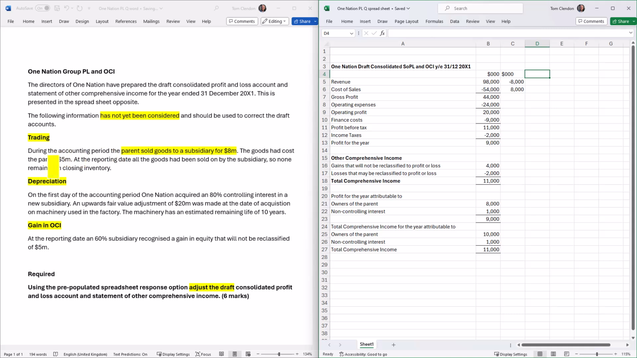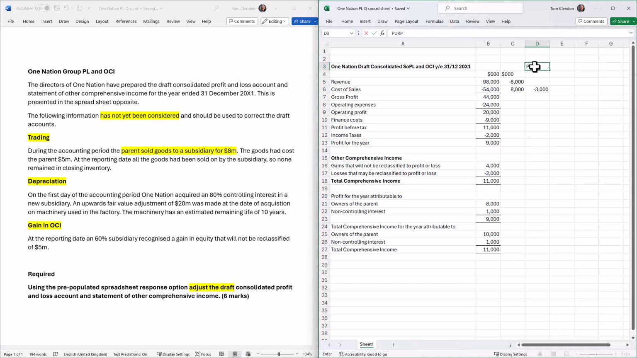These goods have cost the parent 5. Therefore, the parent effectively has made a profit of 3 million on that sale. And if all the goods remain unsold, I would then be making a further adjustment to the cost of sales, increasing the cost of sales by 3 million, with the PUP, if the goods had remained unsold. Because if the goods had remained unsold, the profit was unrealized, I would need to increase my costs, and therefore I would be reducing my profits. That would be the correct thing to do.